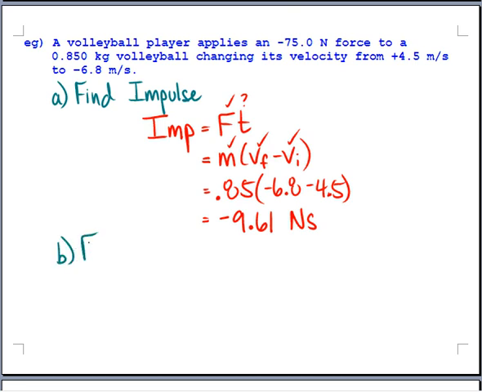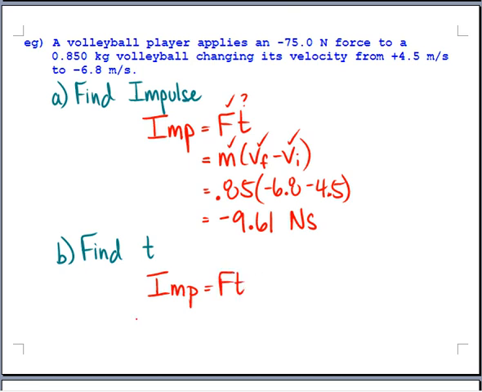Part B, there's one last thing we don't know. We talked about this issue up above. Let's find time. So the cool thing here is now we can go back to that initial equation if you want. You can say impulse is equal to F times T.